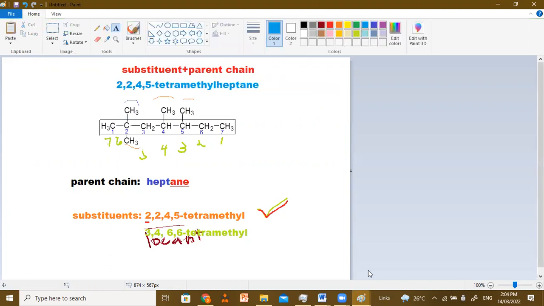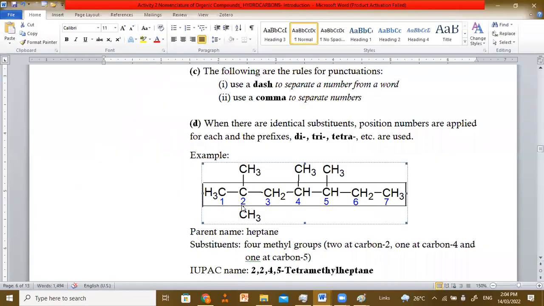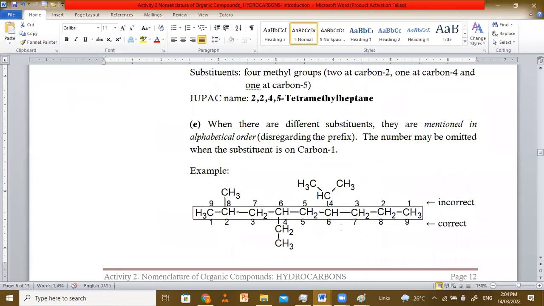Just in case our Zoom is cut, just click again on the link so we can start our meeting again. Okay, so that is how we name. We choose the lower locant. So going back to our discussion, that's how we name.